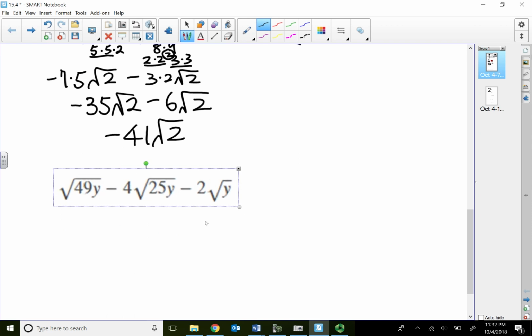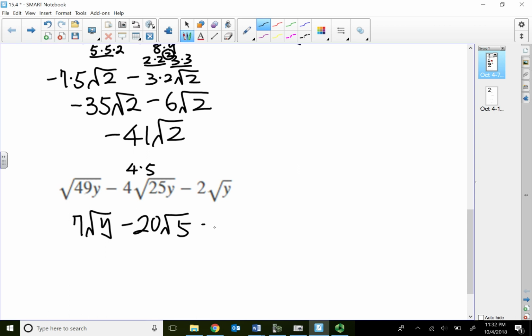All right, let's take a look at this one. This one's not as bad. The first term, square root of 49, we know right away is 7. This y is only one of them, so it has to stay inside. Minus, remember now, this 4 is already out here. Square root of 25 will give me another 5 to go on the outside. So that's really 20 times square root of 5.